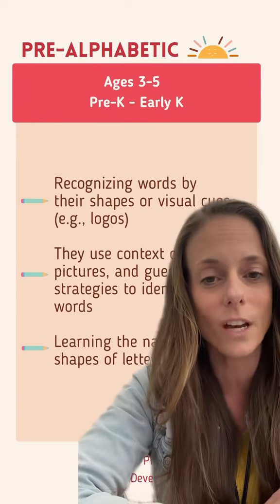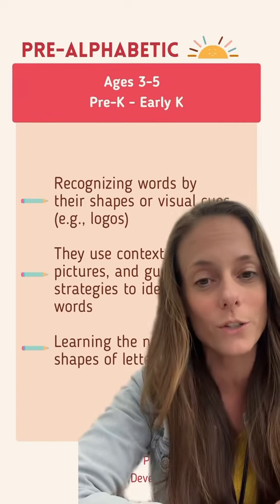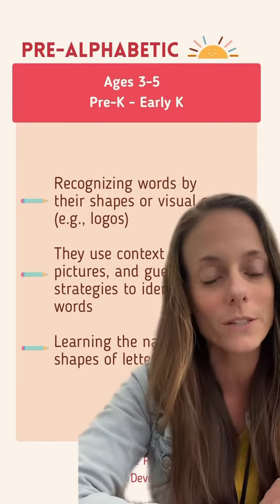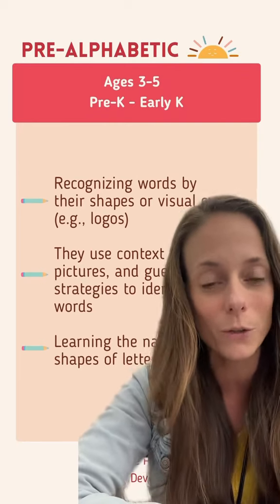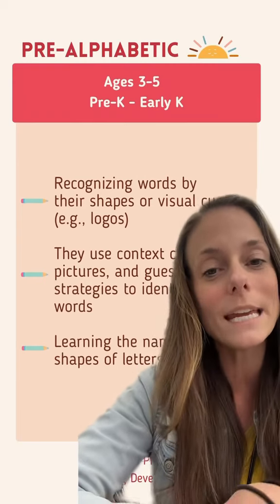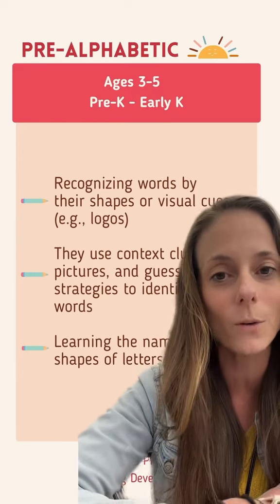Now, this is just kind of a guideline. We know that children work at different paces. Some children are going to go through this a little bit faster. Some are going to take a little bit more time. These are just general guidelines for what ages we typically see this happening at and what grades we see it happening at.